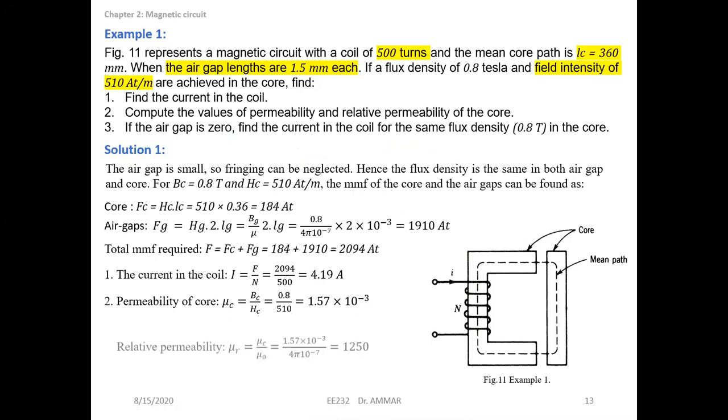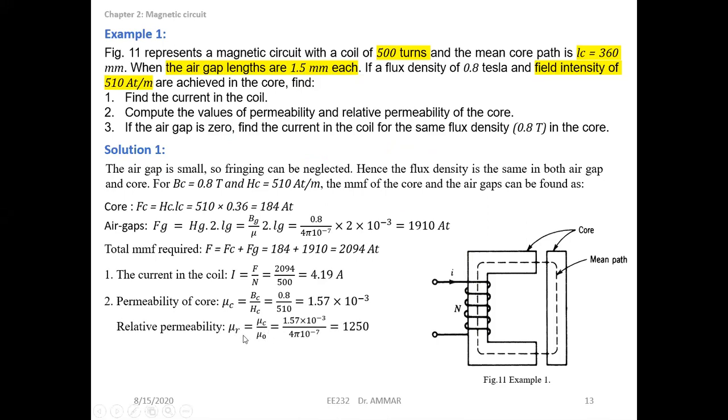And the permeability, of course, equals mu r times mu 0: the permeability of the air or of the free space multiplied by the permeability relative to the material. So mu r here equals mu C over mu 0 and equals 1250.